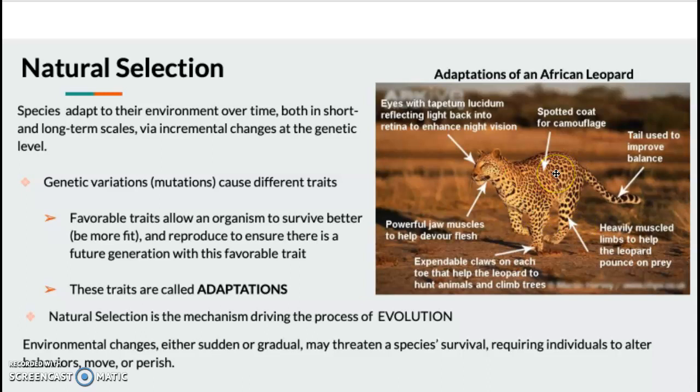So some examples of an adaptation in an African leopard would be the camouflage, which helps this cat blend in with its natural environment. Long tails help improve balance. It has powerful jaw muscles to help eat its prey. Expandable claws, just like on our house cats, help the leopard to climb trees or to hunt its prey.